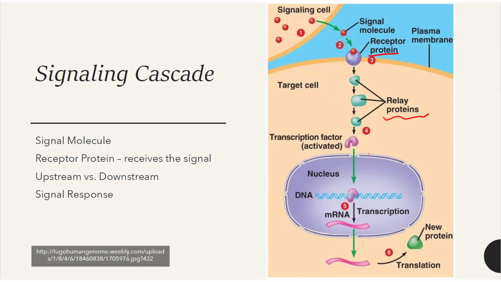Those relay proteins will ultimately go to what's known as a transcription factor, which for our purposes we're going to call a TF, that's then going to be able to turn gene expression on. And that gene expression is going to lead to the production of a new protein. Now, this is an important process that takes place.